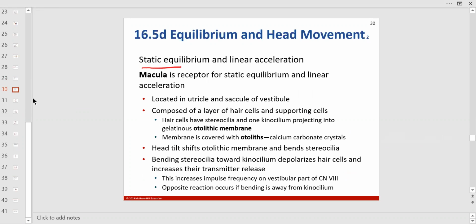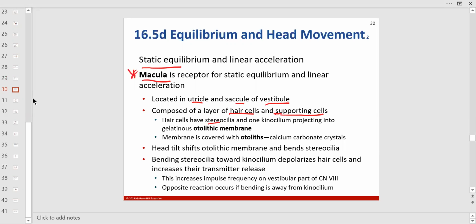So now we're talking about static equilibrium, the utricle and the saccule. That is in the vestibule, of course, and the macula is the receptor. And that's what you have to remember. Okay, static equilibrium: macula in the vestibule, utricle and saccule. Now you might have heard of some of this when, again, we talked about vertigo before. That's how we probably find out how these things work, by pathology. So again, a layer of hair cells in these receptors, and the supportive cells, kind of like basement membrane cells.